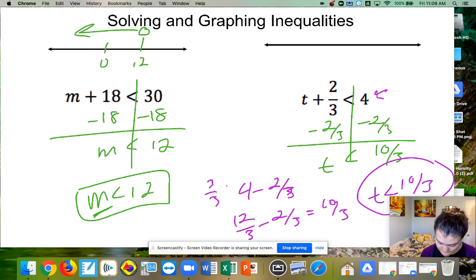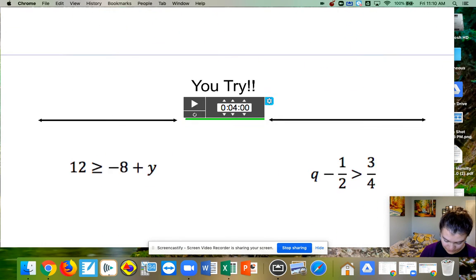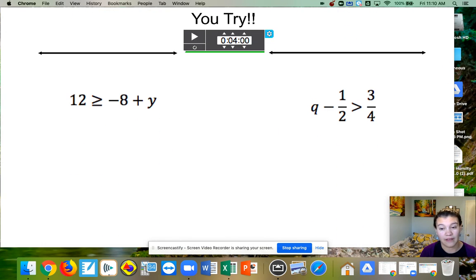So if we graph that, put 0. 10/3 is positive. We don't have an equals to sign, so it's going to be an open circle. And then we're on the small end, so we're less than, we're going to go this way. So try these two on your own, and then we'll talk about them.